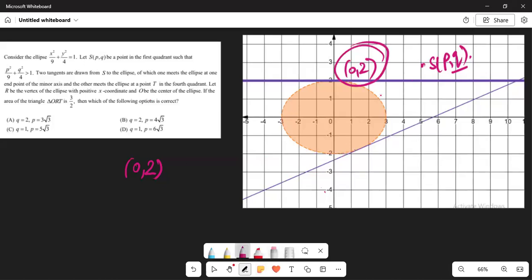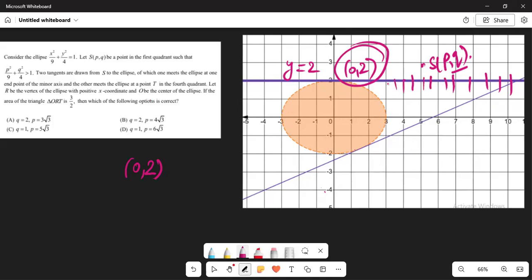Okay, the tangent line is y = 2. The point is (0, 2), and the tangent line is the horizontal line y = 2. Any point lying on a horizontal line has the same y coordinate, y = 2. S is also lying here because the tangent line passes through S. The tangent line is horizontal, that means S is lying on this line only.